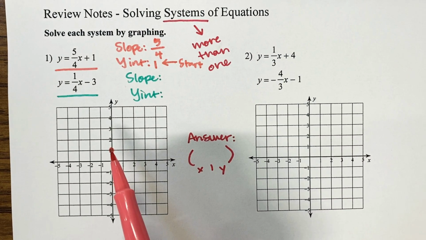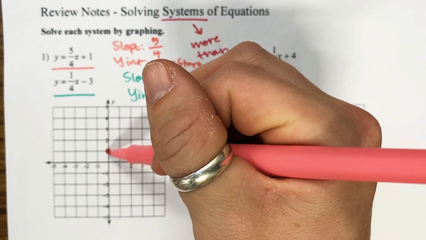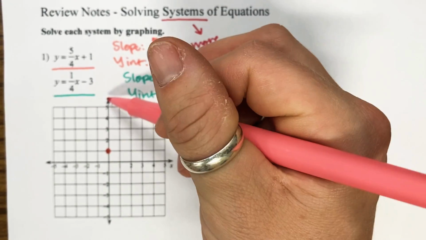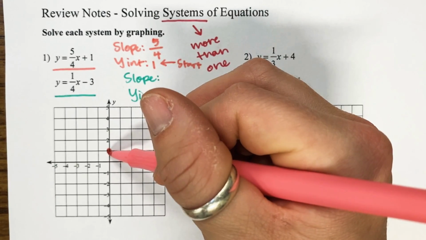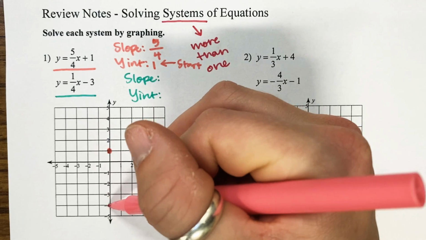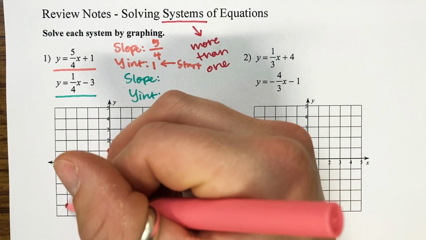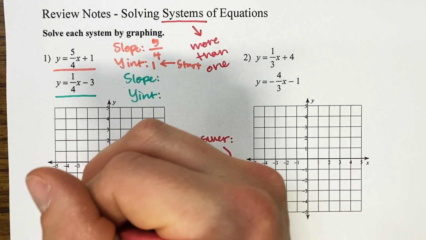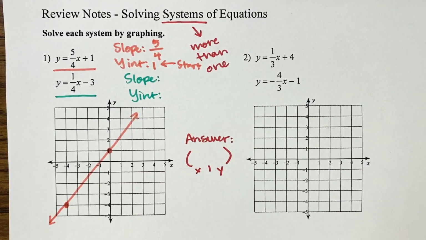Now that we've put our first point, we can use our slope, 5/4, to count to our next point. So we're going to go up 5, 1, 2, 3, 4. We don't have room to go up 5. That's okay, we can always go backwards. Let's go down 5, 1, 2, 3, 4, 5, and back 4, 1, 2, 3, 4. Remember, I had to go back 4 because a positive slope always has to go up and to the right. Just like that.